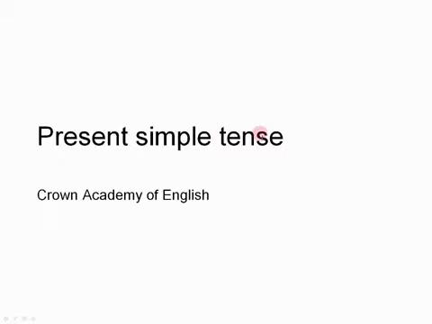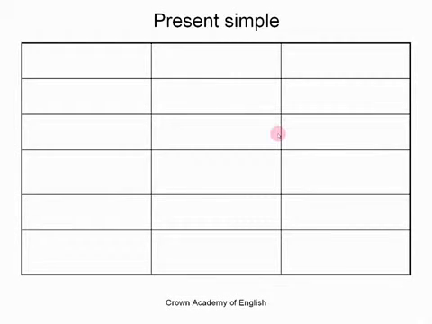the present simple tense. Let's start the lesson. So let's start by looking at the three different forms of the present simple tense. So we're going to have a look at the affirmative, the negative and the question form. So let's start with the affirmative.